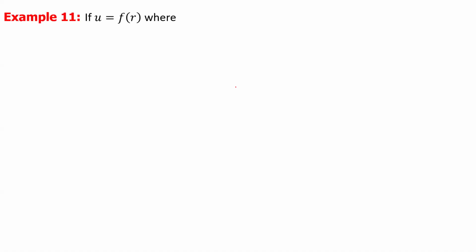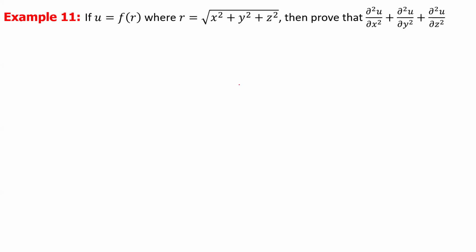The question is, if u is equal to f of r, where r is equal to root over x square plus y square plus z square, then prove that del 2u del x square plus del 2u del y square plus del 2u del z square is equal to f double dash of r plus 2 upon r f dash of r. Now here this question is based on the composite function.